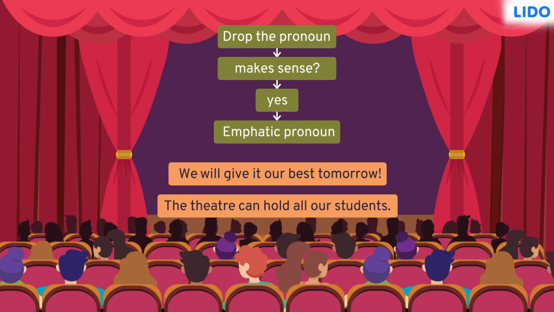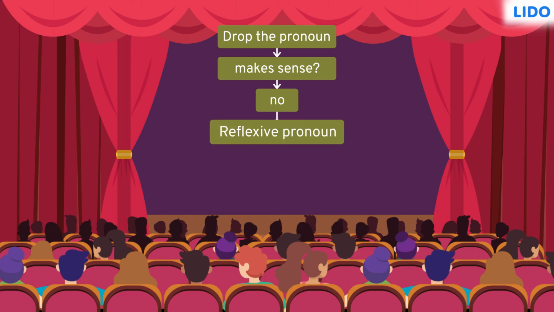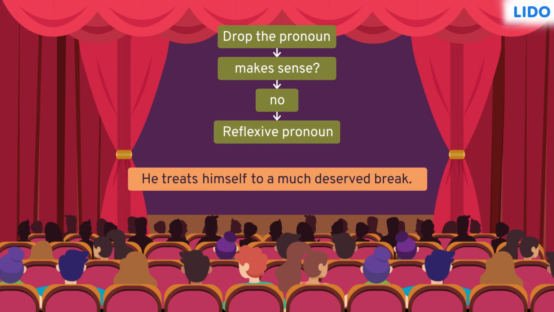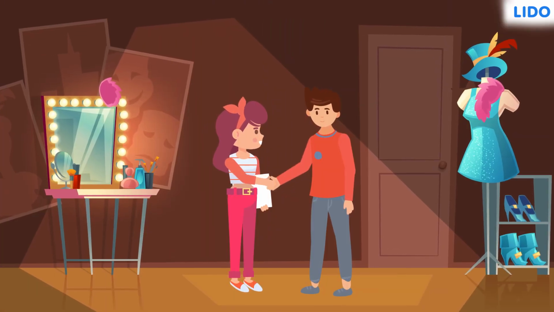But if the sentence doesn't make sense, it's a reflexive pronoun. Like when the boy treated himself to a break, imagine the sentence without himself. You can't, can you? Okay, we're all done now.